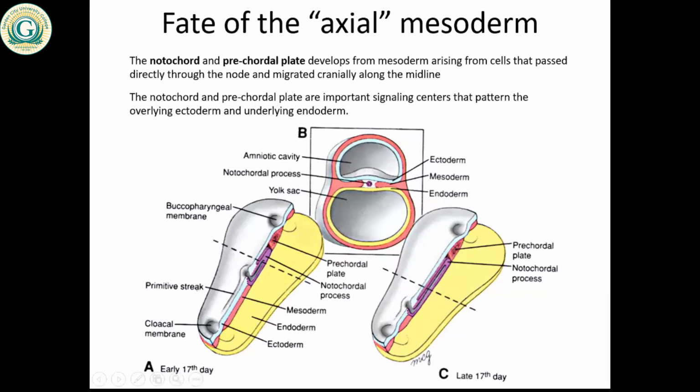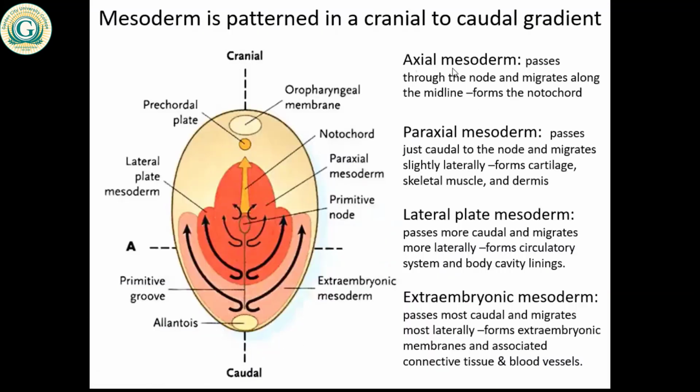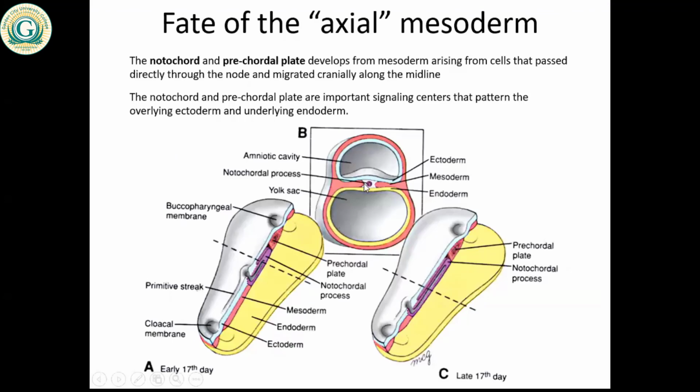So now let's go back. In this PowerPoint, it's telling us what forms what. Now the axial mesoderm, we say axial mesoderm forms the what? The notochord. So that is it here, the one in the middle. The axial mesoderm forms the notochord. I said this part is called paraxial, and this part is called the lateral plate. The lateral plate, you have the superior and the inferior. Superior goes up, inferior goes down.